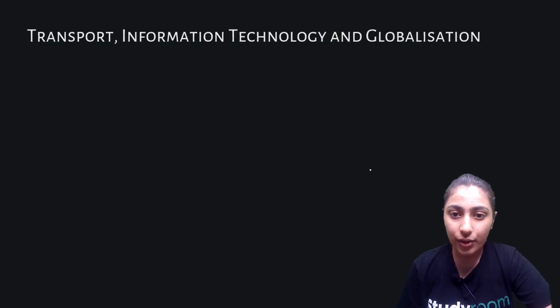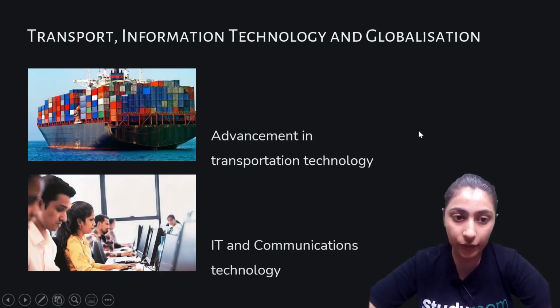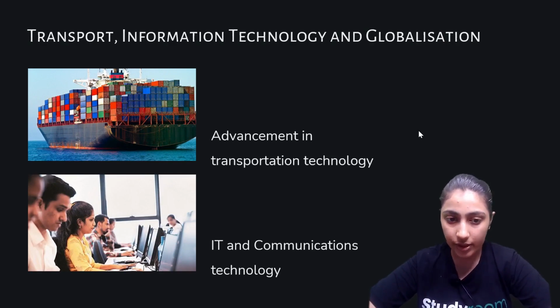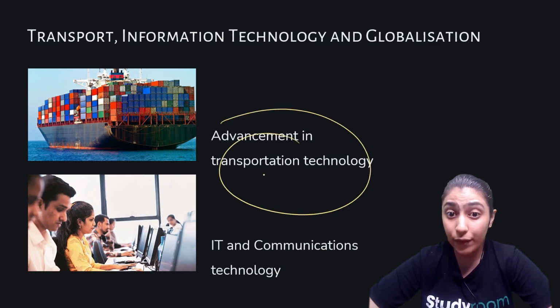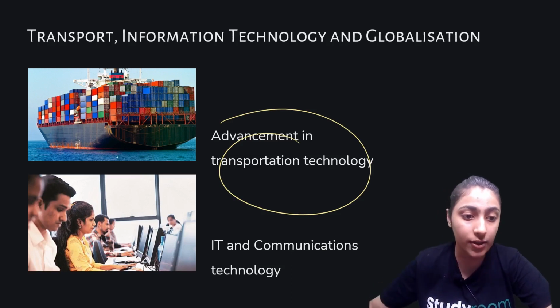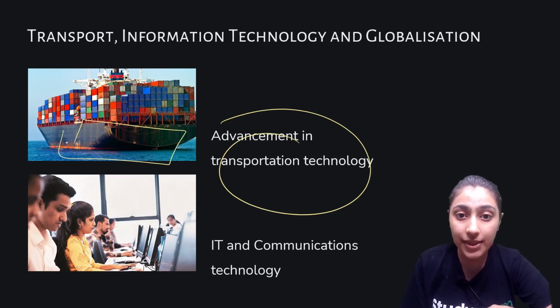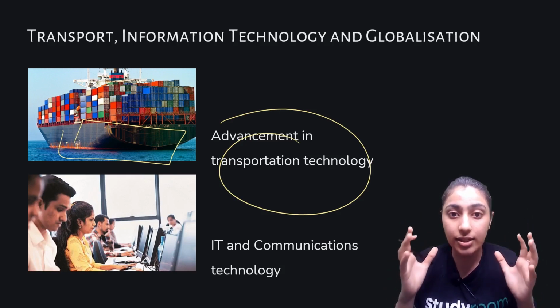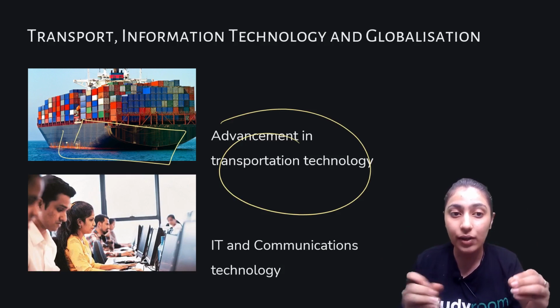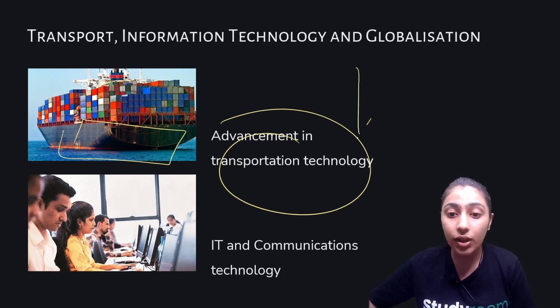Transport, information technology, and globalization. Over here, basically, two examples are given to us. First is advancement in transportation technology. Second is IT and communications technology. So how is advancement in transportation technology benefiting MNCs? With the help of ships that enable transporting, they are able to transport a large variety, or a large bundle, of goods from one place to another, which is basically reducing the cost of shipment, or transport.